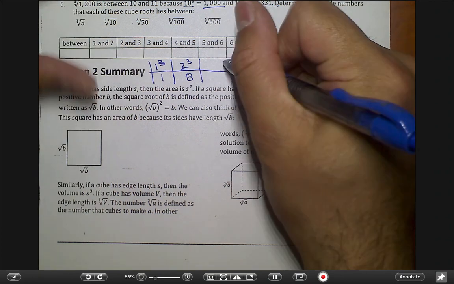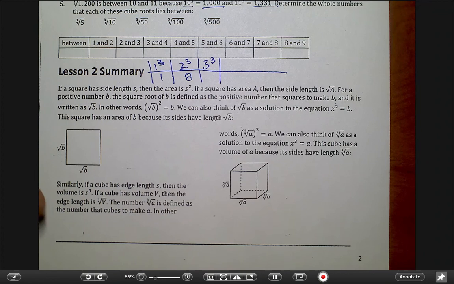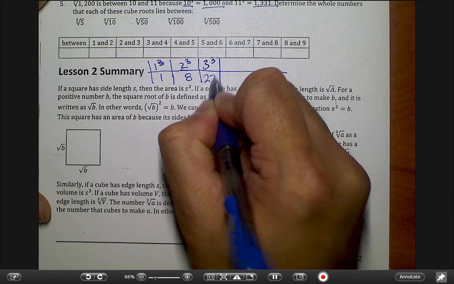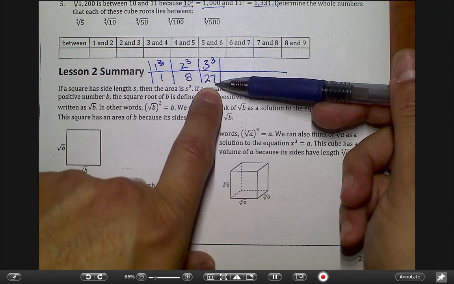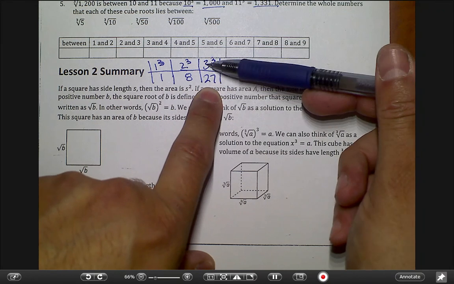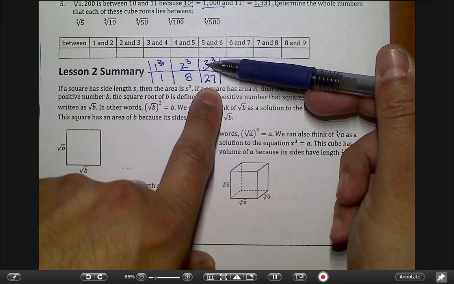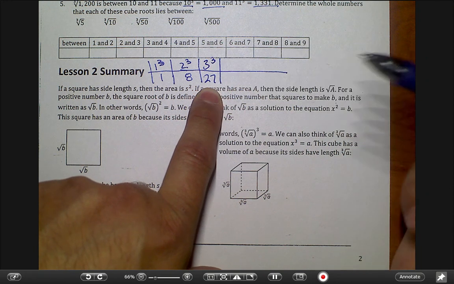Let's do the next one. 3 cubed. That's 3 times 3 times 3. 27. So I could say again that the cube root of 27 is 3. Does that make sense or no? Kinda? Kinda. Okay, let's keep going then.